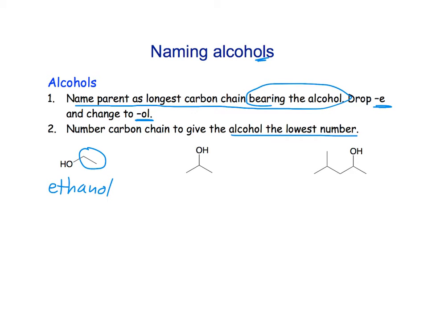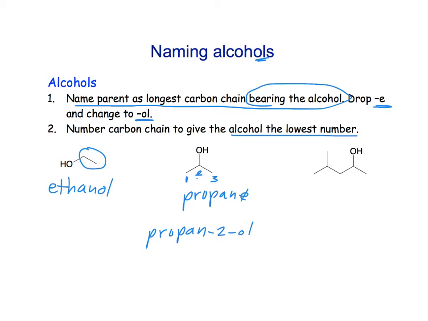This is just ethanol. Here we have a propane. Let's do it stepwise. We're going to drop the E. We're going to add OL, but what we also need to do, because this is at the second position of propane, we do it like this. We go propane, and we stick the number in between the parent and the OL, so 2-ol. We used to put the numbering out in front, but now this is the preferred way.